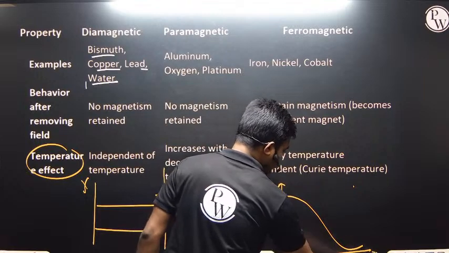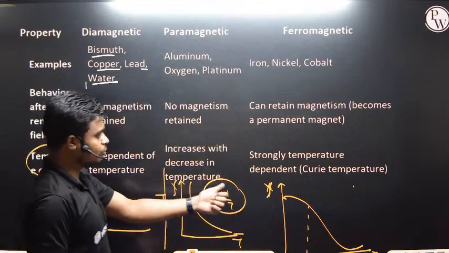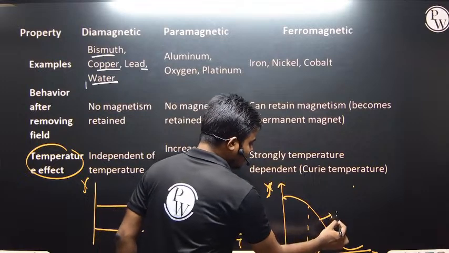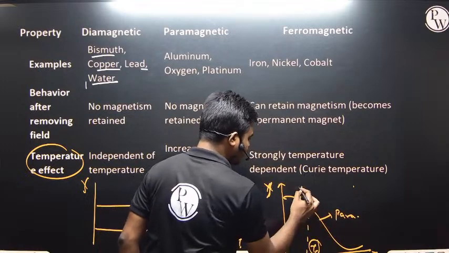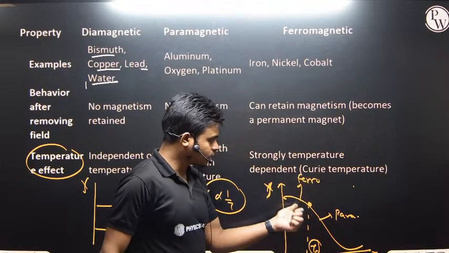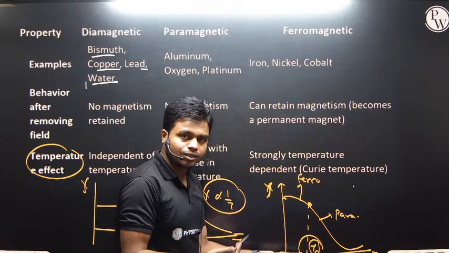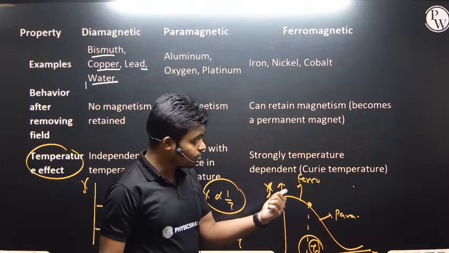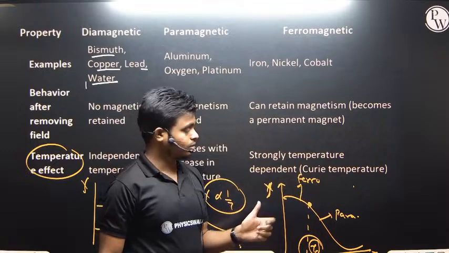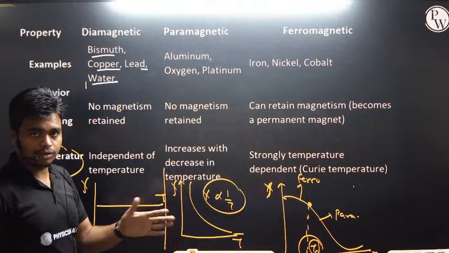So what actually happens on increasing the temperature? It loses its magnetic property. The ferromagnetic property is lost at one particular temperature, and it becomes paramagnetic. After this point it behaves as paramagnetic; before this point it behaves as ferromagnetic. This particular temperature is called the Curie temperature. Above the Curie temperature it becomes paramagnetic, and below the Curie temperature it behaves as ferromagnetic. Remember this: above the Curie temperature para, below the Curie temperature ferro.